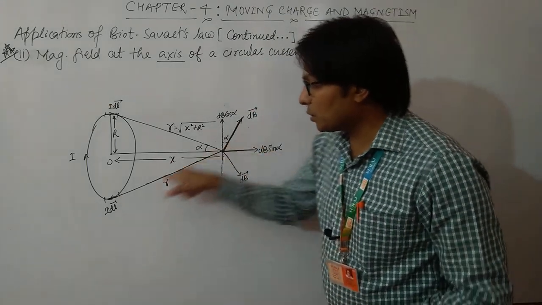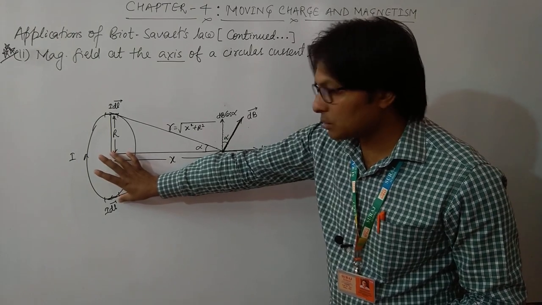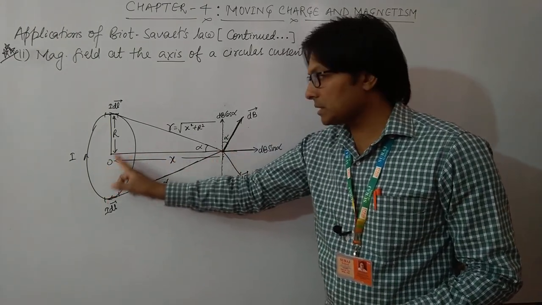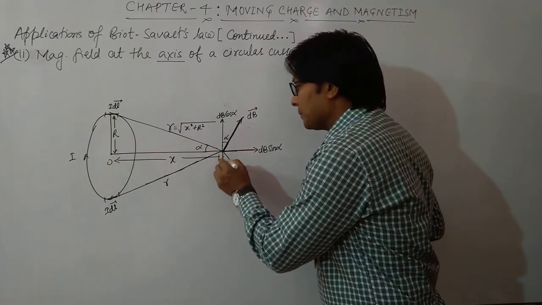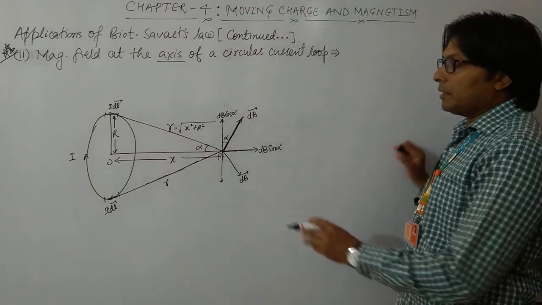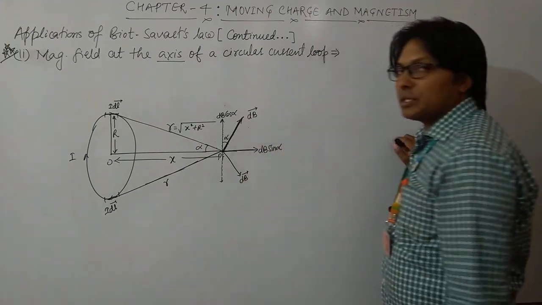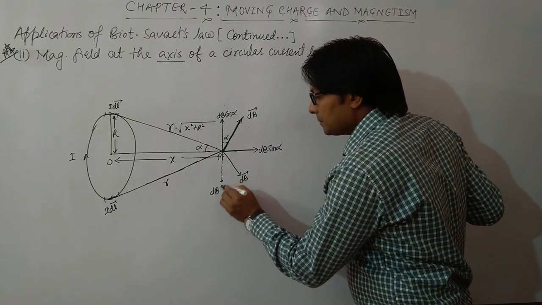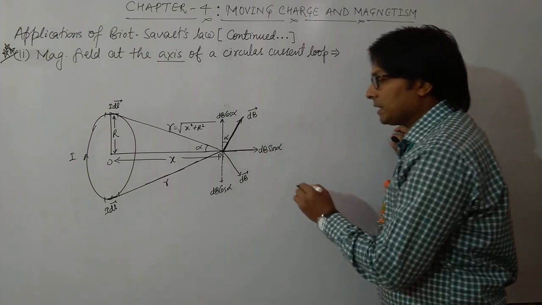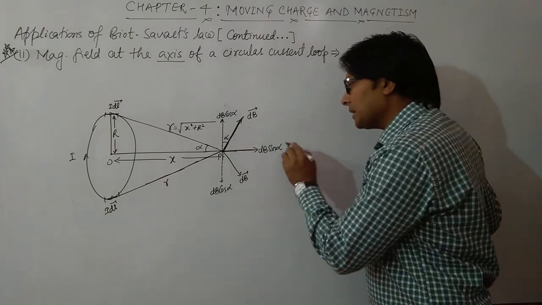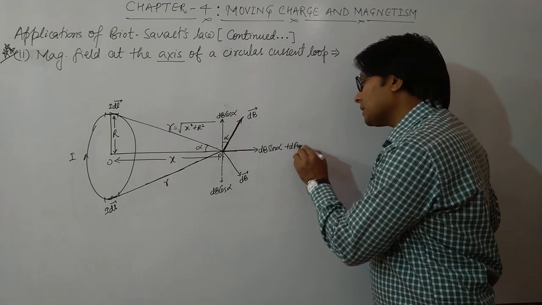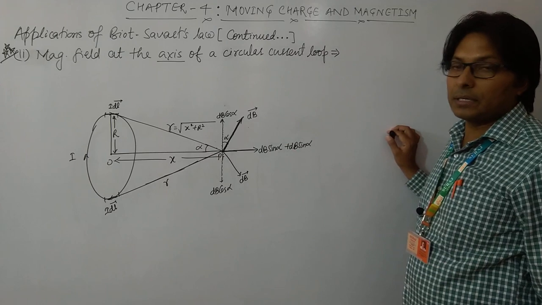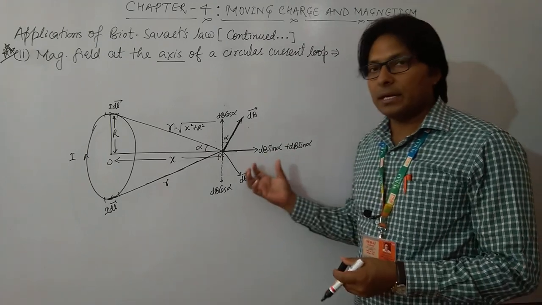This distance is also r, because this is the radius of this loop, and this is x, which is the distance of this center to this point P. So now if I once again split this dB into two components, this will be dB cos alpha and this will be dB sin alpha. So dB sin alpha plus dB sin alpha. Since both dB sin alpha are in the same direction, they will be added up.